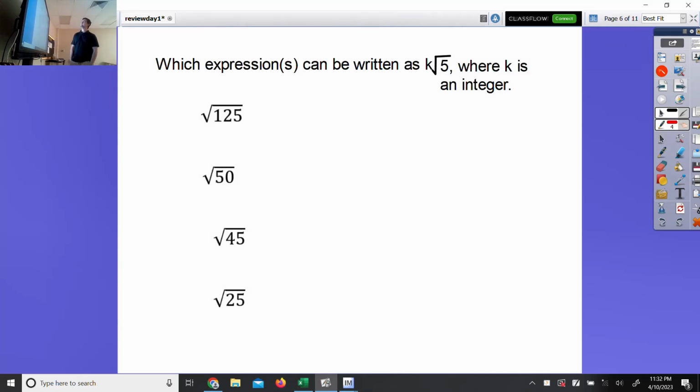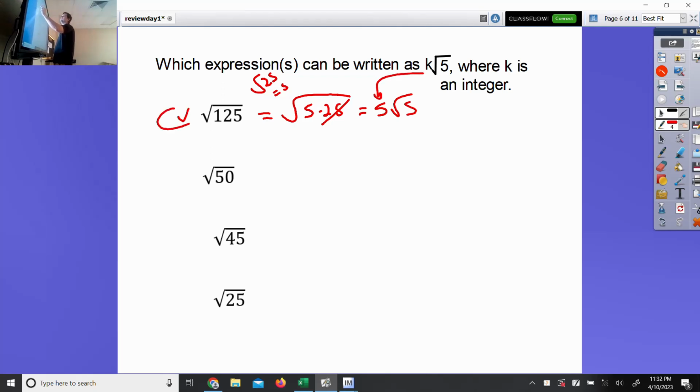6 of 11. Which expressions can be rewritten as k root 5, where k is an integer? Several of them. Root 125 is simply root 25 times 5, so this would be 5 root 5, because the square root of 25 is 5, for those of you who don't know it. So that one works, for sure. Root 50 is root 25 times 2, which is 5 root 2. I wanted root 5. Big fat no.